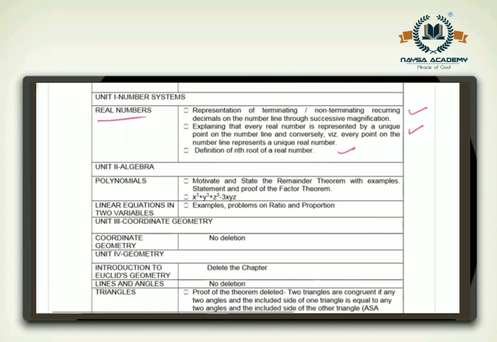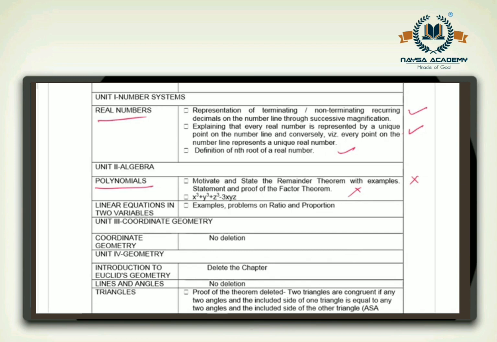Second, in algebra, if you see the chapter polynomials, then in this chapter there is a syllabus in which we have to motivate and state the remainder theorem with examples, and the statement and proof of the factor theorem. So these two topics are now not there in the syllabus.